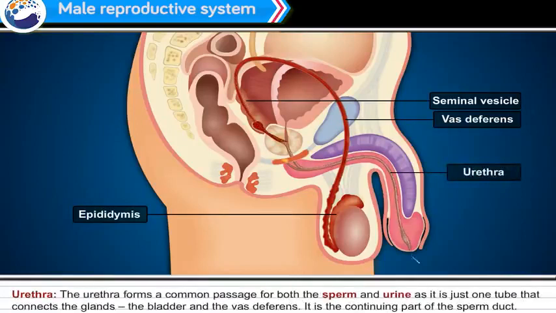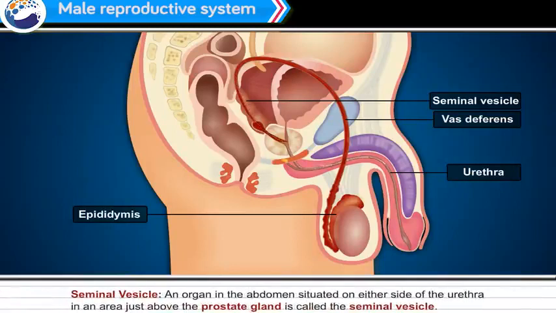D. Urethra. The urethra forms a common passage for both the sperm and urine as it is just one tube that connects the glands, the bladder and the vas deferens. It is the containing part of the sperm duct.